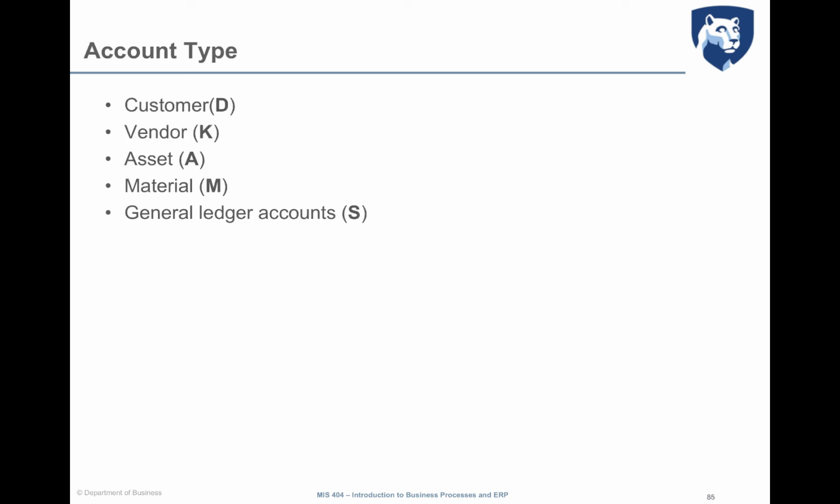The account type in a financial document indicates whether the line item in a document is a debit or credit posting and specifies the field status of additional data needed to post the item. Examples of account types are customer, so D, vendor, K, asset, A, material, M, and general ledger account with S.